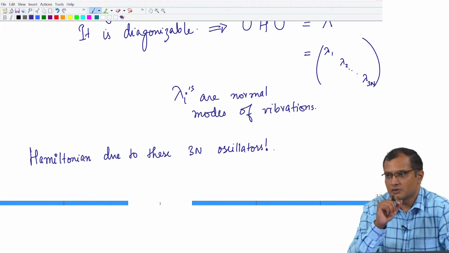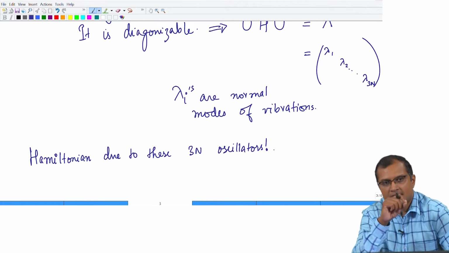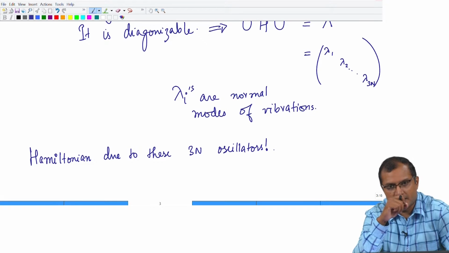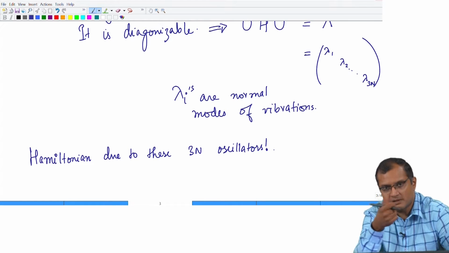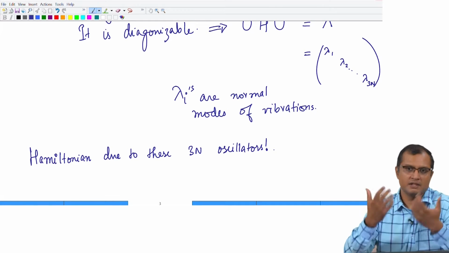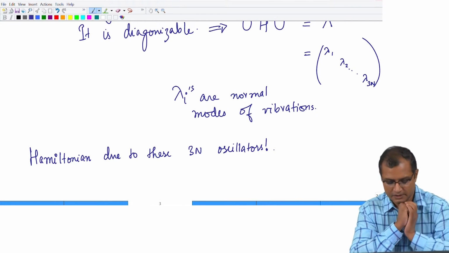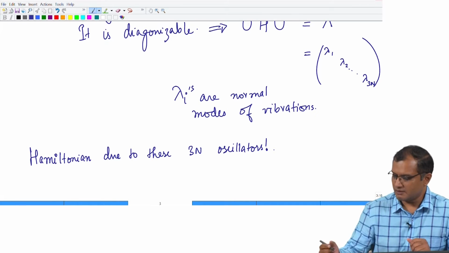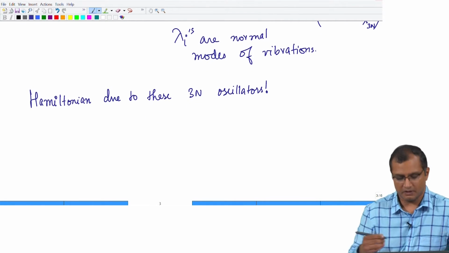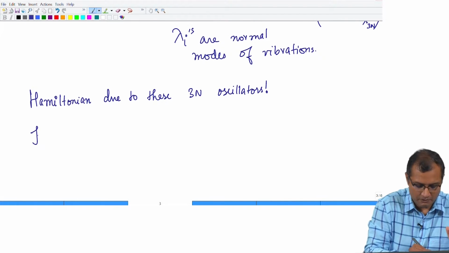Okay. So, our system has each particle now with oscillations in 3 directions. So, it is like there are 3 oscillators for each particle, and now we have n particles, meaning that the system can be represented by 3n oscillators, and these oscillators can be attributed some energy, which is our Hamiltonian.